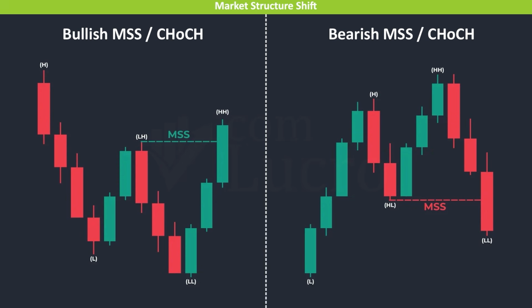In a bearish market structure shift, price first forms a high. Then it creates a higher low, followed by a higher high. The shift happens when price drops and breaks below the previous higher low, forming a lower low. This signals that bullish control is starting to fail. After a liquidity sweep, the market structure shift is what separates patience from impulse. It confirms that the move after the sweep is not just a reaction, but the beginning of a new directional move.